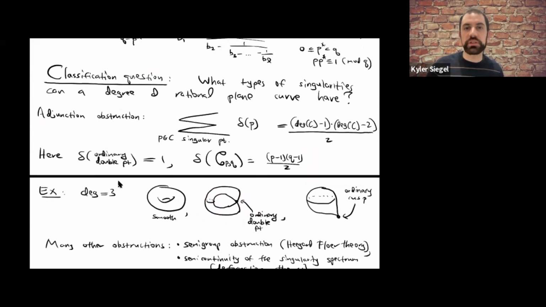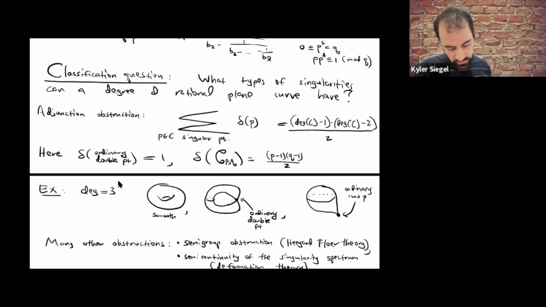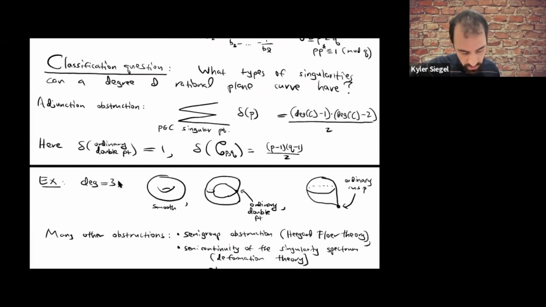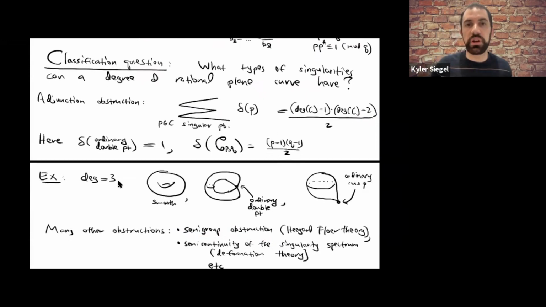Okay, and then there's various kind of more sophisticated obstructions, which I'm not going to say very much about. So for example, there's very strong obstructions coming from Heegaard-Floer homology, or even involutive Heegaard-Floer theory. There's one called the semigroup obstruction, which is quite strong. There's also obstructions coming more from algebraic geometry, what's called the semicontinuity of the singularity spectrum. And there's various other obstructions that are quite strong, which go beyond the adjunction formula.